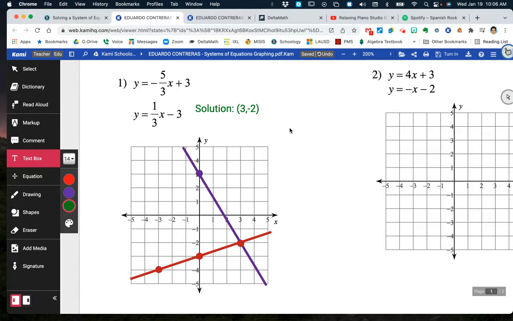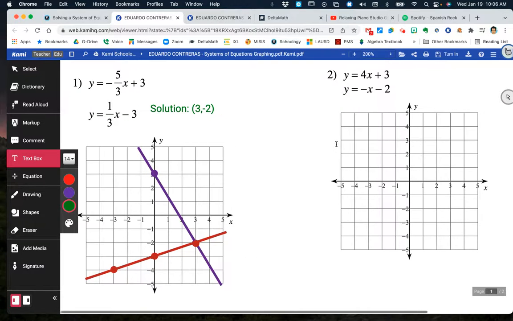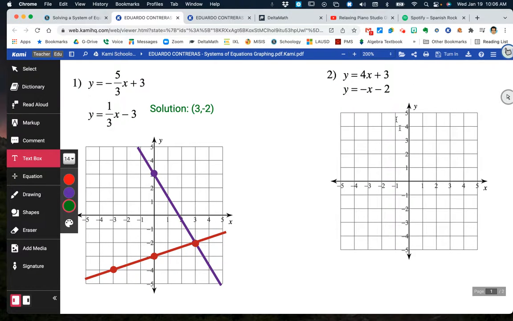Okay. And for those of you at home, you need to do the same thing. Make sure you write down what the solution is, okay? Let's try another one together and I'll let you go. All right, so let's go with the second one.